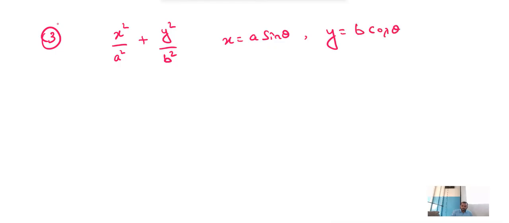Find the value of x square by a square plus y square by b square, if x equals a sin theta and y equals b cos theta. Can you tell me the answer for this? Same method. Check first. x square by a square plus y square by b square. What is the value of this, if x is a sin theta and y is b cos theta? Apply this first. Let me see who will tell the right answer.